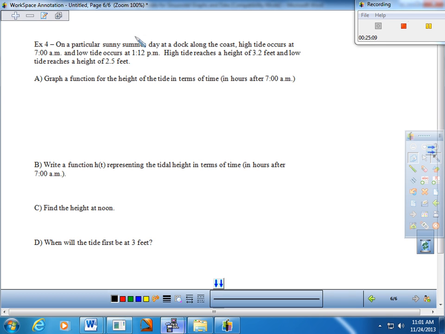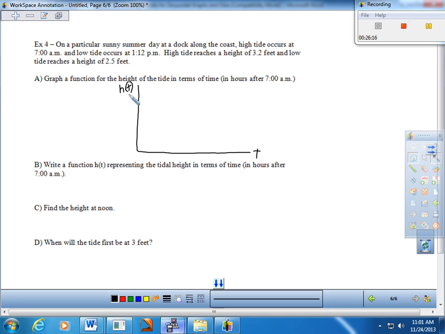So looking at this scenario, I would have a tough time coming up with all the necessary information to write my function. But if I see it graphically, it shouldn't be a problem. So let's go for it. So height in terms of time, and this will be in hours after 7 a.m. So let's go ahead and do something like this, give or take. So we've got our t and our h of t.